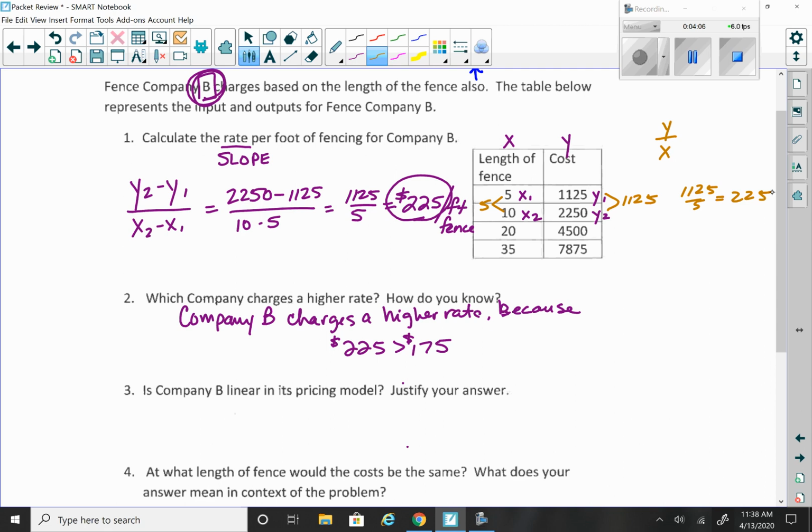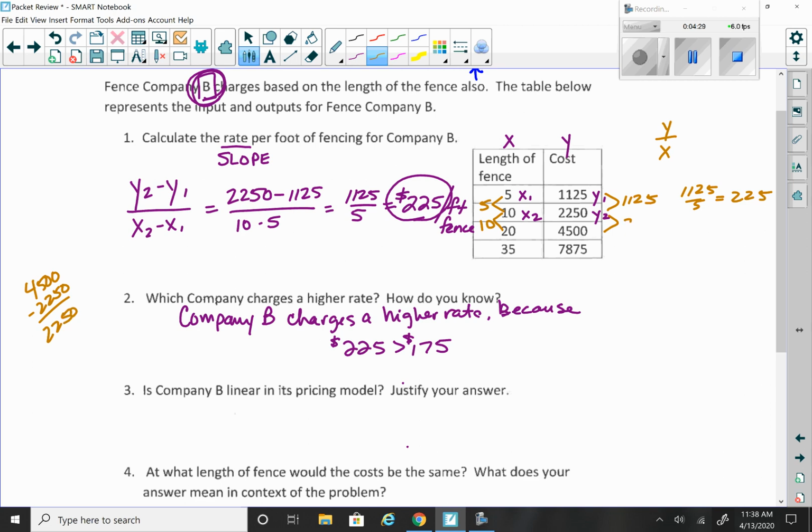But if I look at the middle 2 set of numbers, if I go from 10 to 20, how much does that go up? From 10 to 20, you're going up by 10. And then if you look at your y values, if you go from 2250 to 4500, how much is that going up by? That's where you might want your calculator. So 4500 minus 2250, on my calculator, I get 2250.